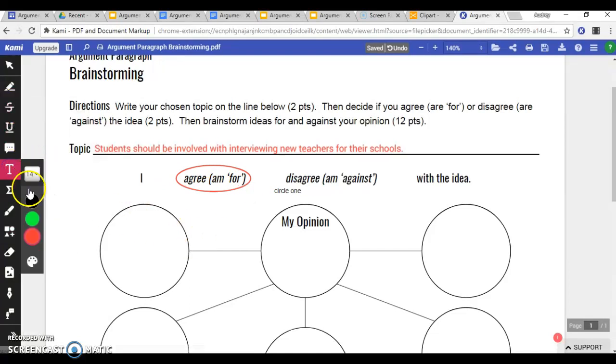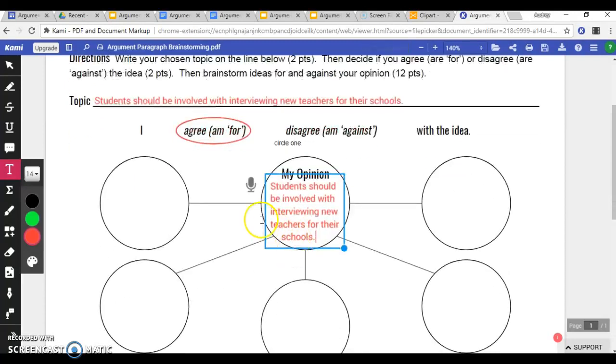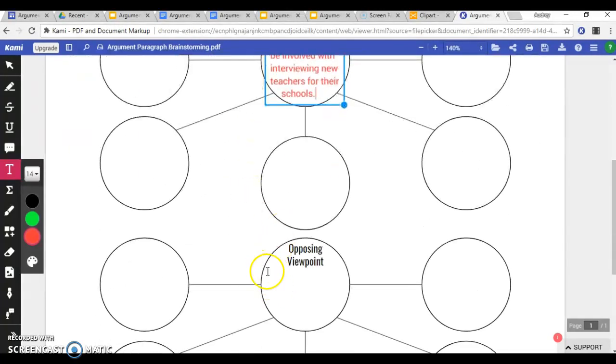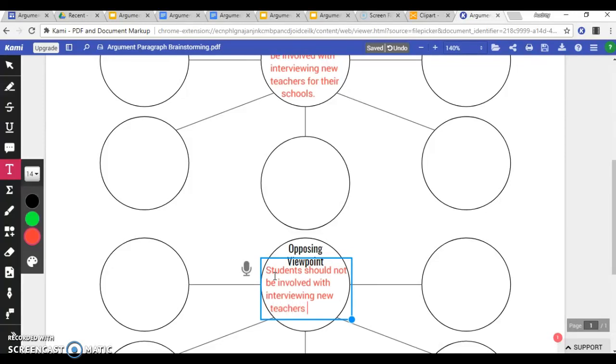So on the My Opinion box, I'm going to write my opinion, which is students should be involved with interviewing new teachers for their schools. On the opposing viewpoint box, I'm going to write the opposite viewpoint. Students should not be involved with interviewing new teachers for their schools.